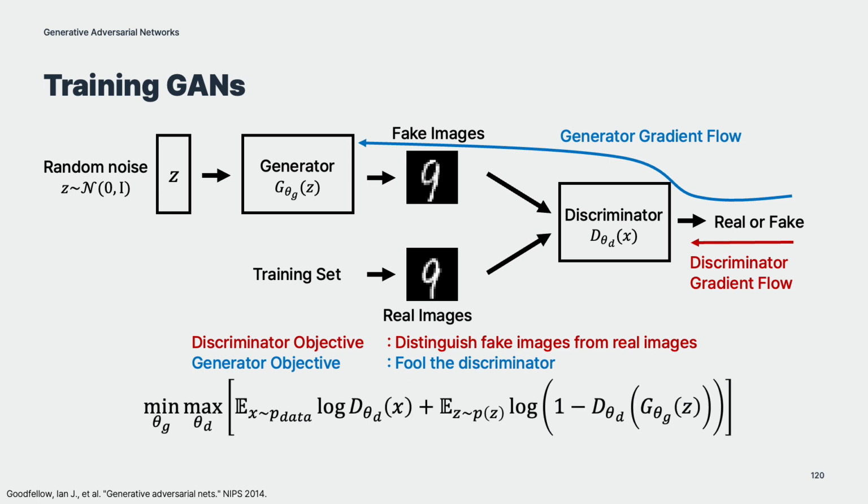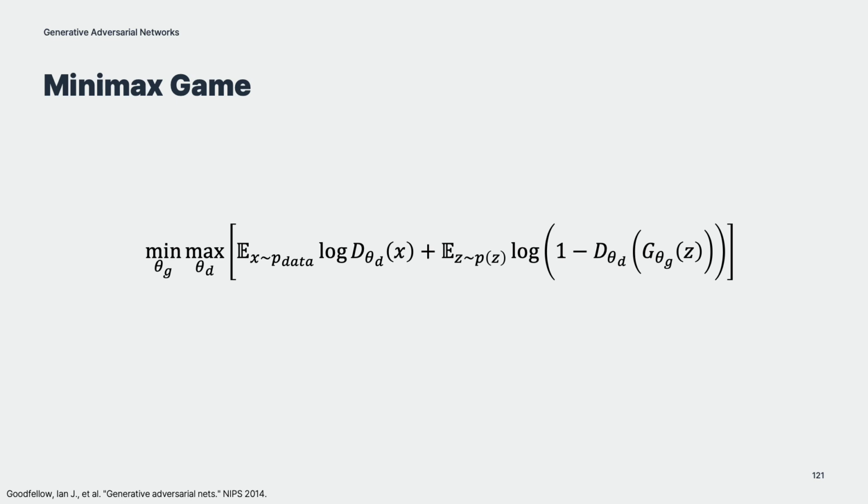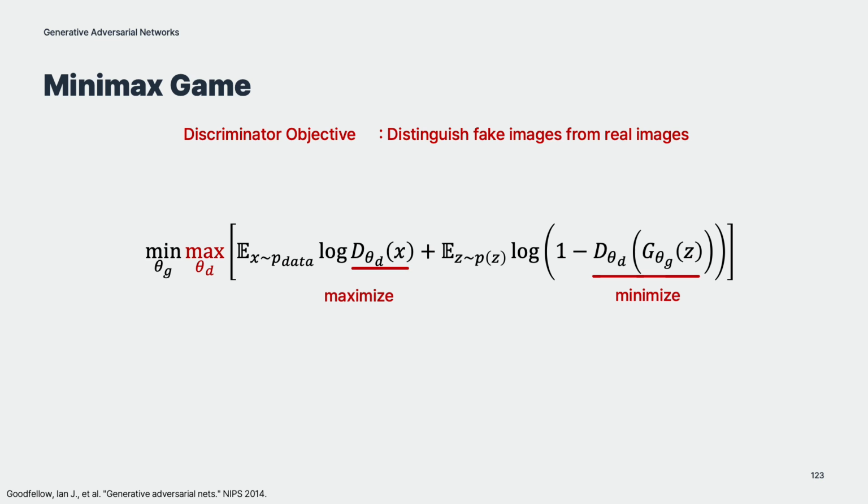This adversarial training process can be expressed mathematically as follows. Let's take a closer look at the objective function. Starting from the discriminator's objective, the goal is to maximize the entire expression with respect to the discriminator's parameters theta sub d. To do this, the discriminator needs to maximize the first term and minimize the second term.